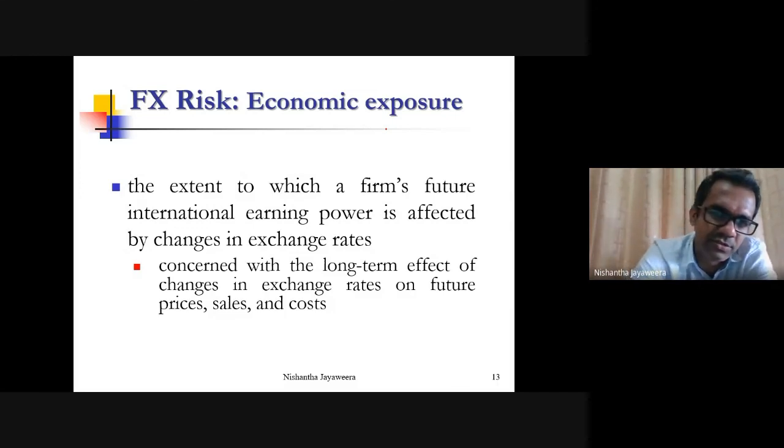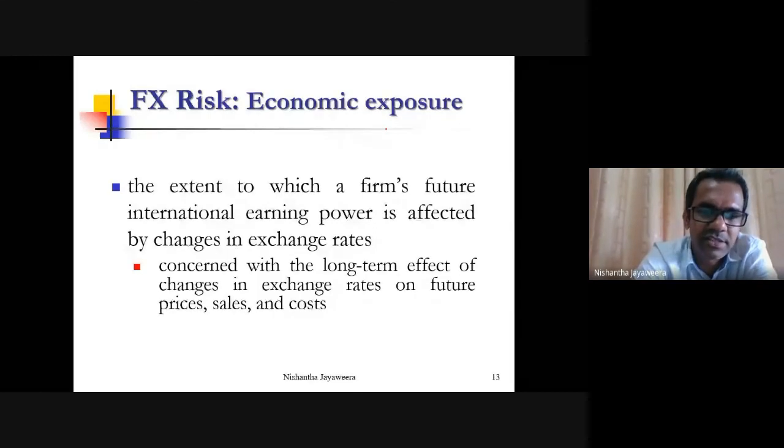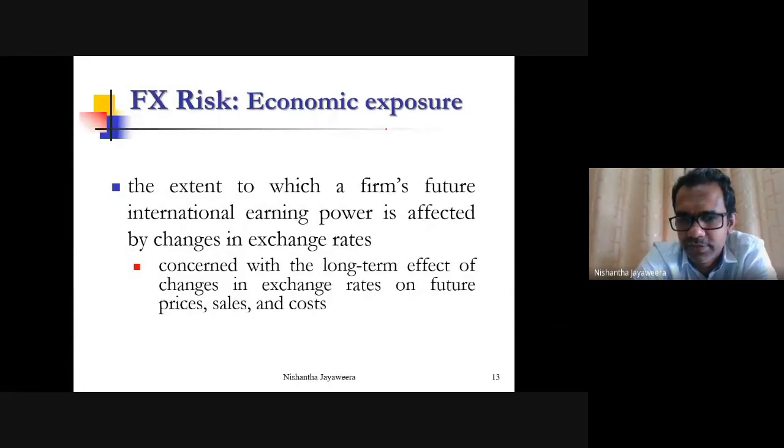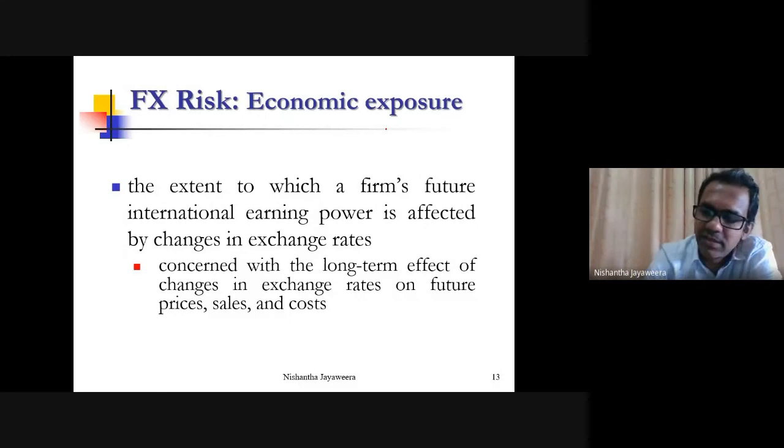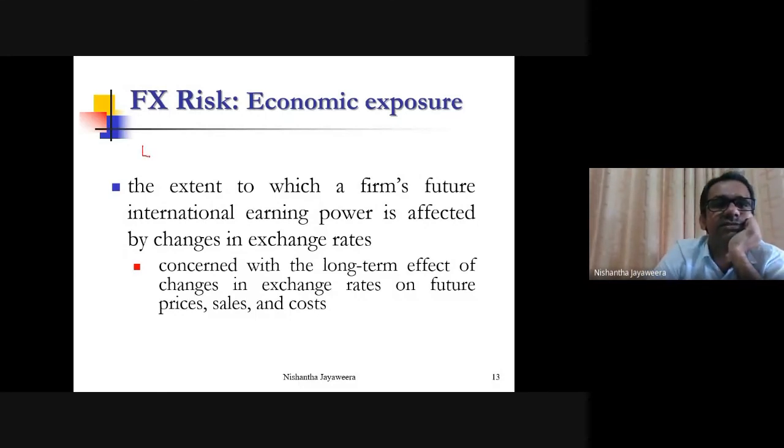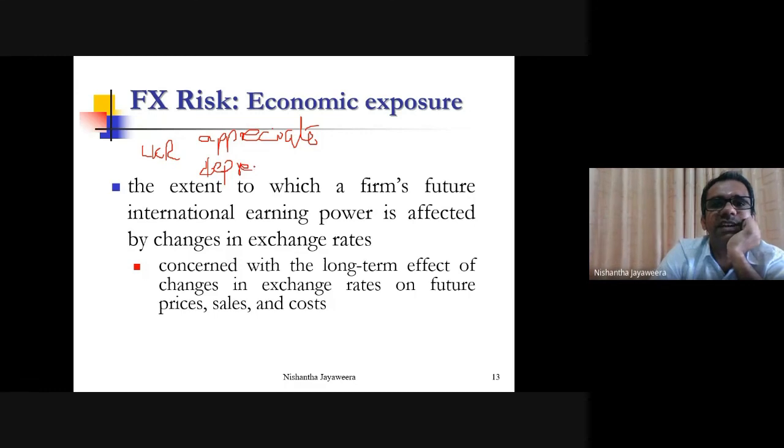But assume there's another party in Sri Lanka selling the same product, and that party imports it from China. Then there's competition between the two firms. What would happen if the rupee exchange rate appreciates or depreciates? Is there any impact on the local manufacturer if this exchange rate changes?